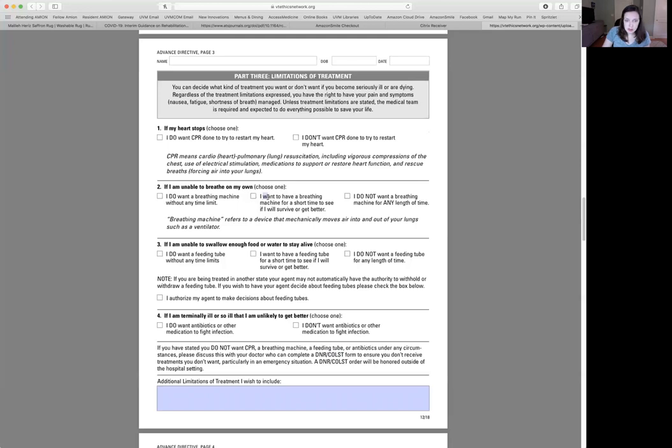There's a short-term course for a breathing machine. So that's a breathing machine just to get you through an acute event or an episode like I was talking about. So flu while your lungs recover, or an asthma exacerbation while your lungs have time to heal and cool down.